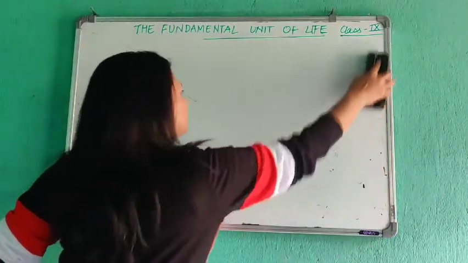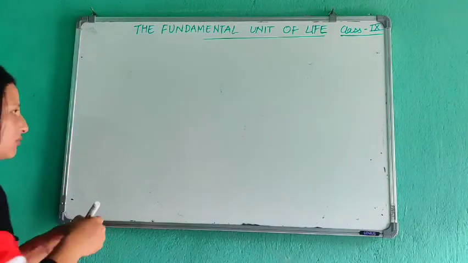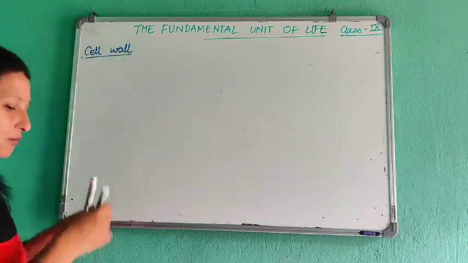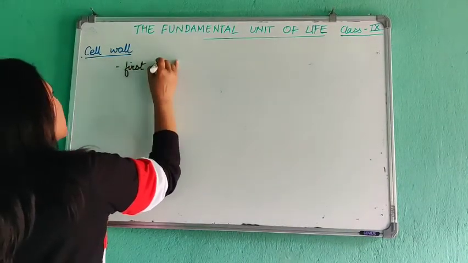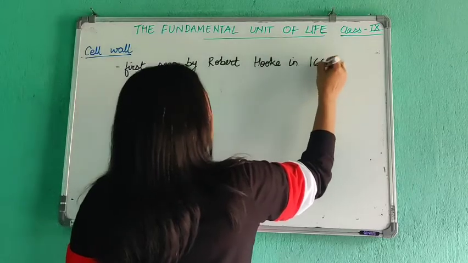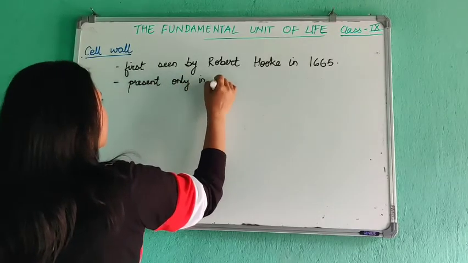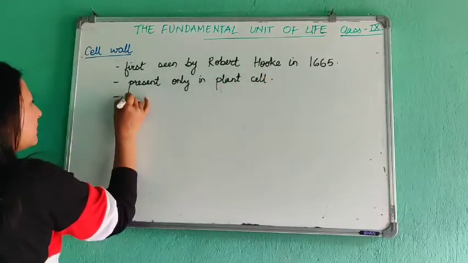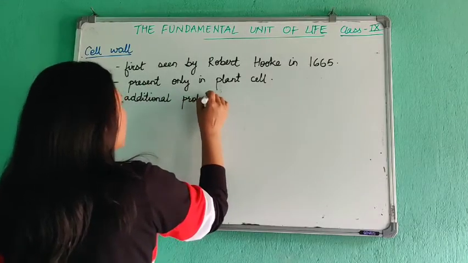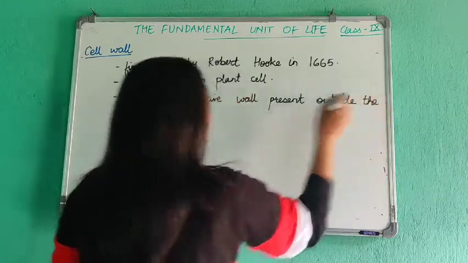Our cell wall was first seen by Robert Hooke in 1665. Okay, it is present only in the plant cell. Animal cell मा यो हुँदैन है, खाली plant cell मा हुन्छ. So it is an additional protective wall present outside the cell membrane.